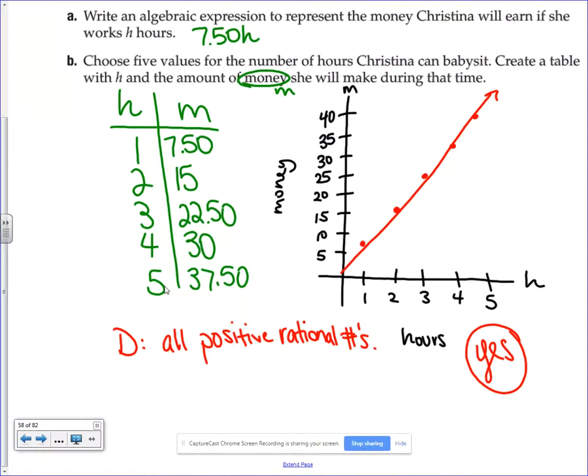Talk to me about the range. Talk to me about the y's. What are we using for y's here? Money, m. What types of numbers could you have for money, m?